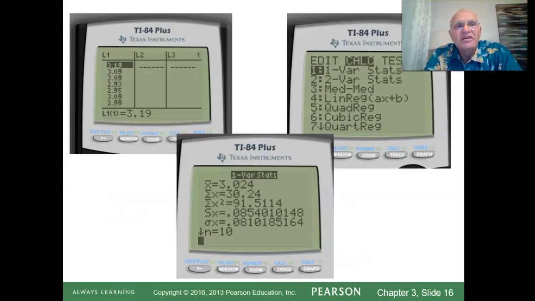Go to that slide, and you see the data being entered over on the upper left, and then the one-variable stats under CALC on the upper right, and then there's the statistics you get, which shows x bar = 3.024. That would be the mean, which is the sum of the x's, the second row, 30.24, divided by n, which is the bottom row, 10. So 30.24 divided by 10 gives you the 3.024 that's shown there in the output of the TI-84.